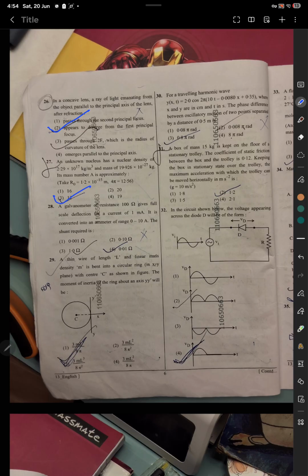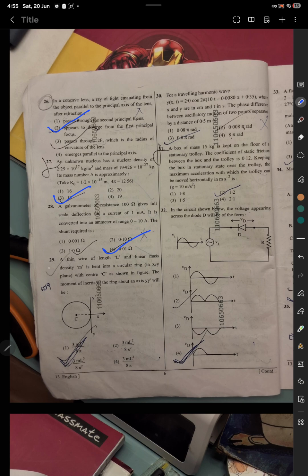Question number 28. A galvanometer of resistance 100 ohm gives full scale deflection for a current of 1 mA. It is converted into an ammeter of range 0 to 100 ampere. The shunt required is option number 4, 0.01 ohm, is your correct answer.